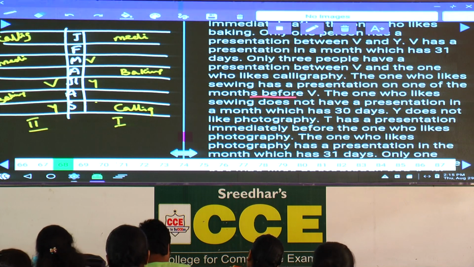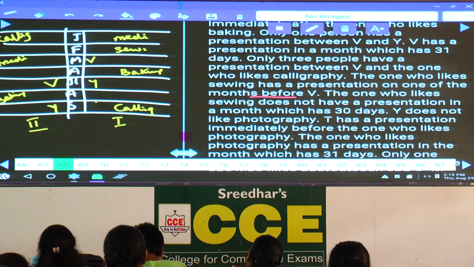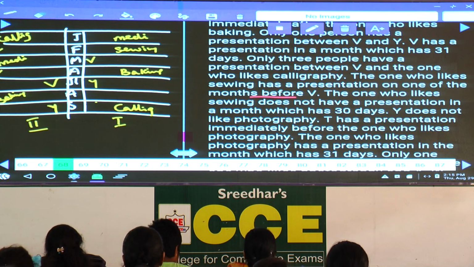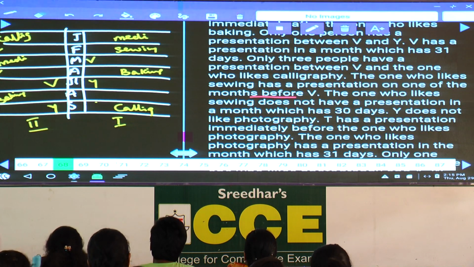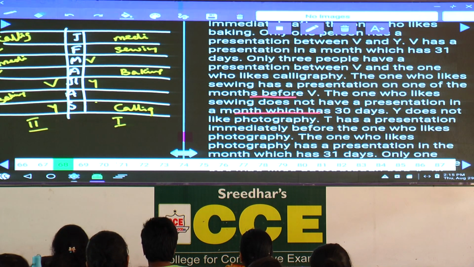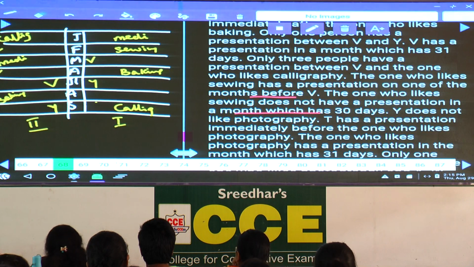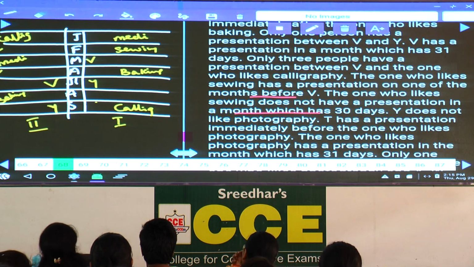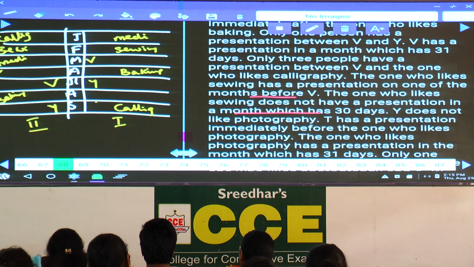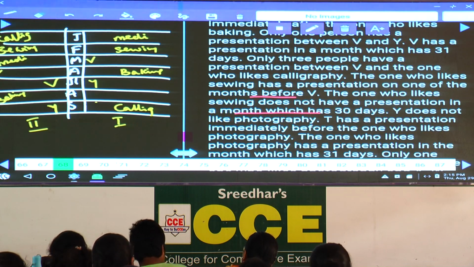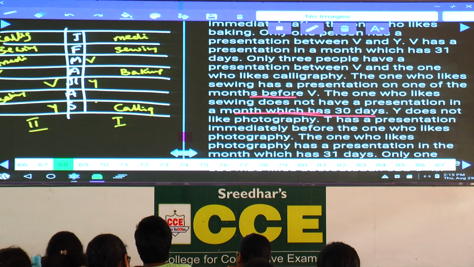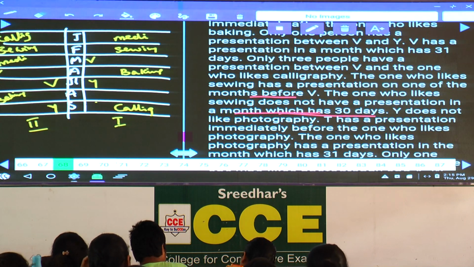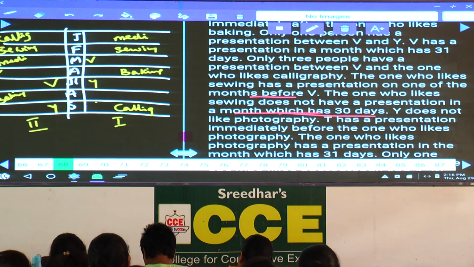And next one, the one who likes sewing has a presentation in one of the months before V. Sewing can be here. Now in this one, sewing can be either here or here. There are two possibilities. And the one who likes sewing does not have a presentation in a month which has 30 days. Does not have a month which has 30 days means April cannot be here. As April cannot be here, hence sewing must be in the month of February. Done with this? The one who likes sewing does not have a presentation in a month which has 30 days.